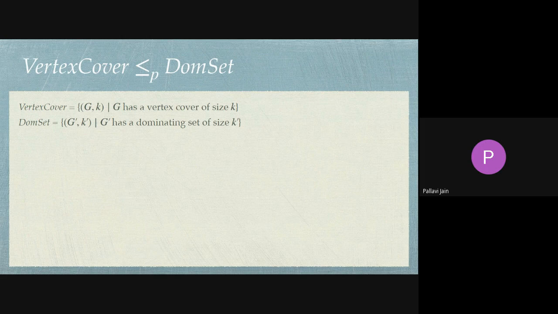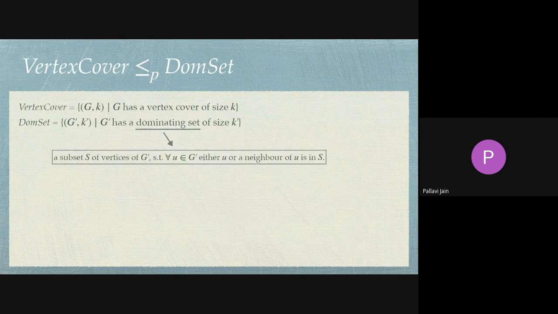Now, what is a dominating set? We say a subset S of vertices of graph G prime is a dominating set if for every vertex of the graph, either that vertex or its neighbor is in S. So this is the definition of the dominating set and the dominating set problem. For instance, here in this graph, you can see that it has a dominating set of size 2.